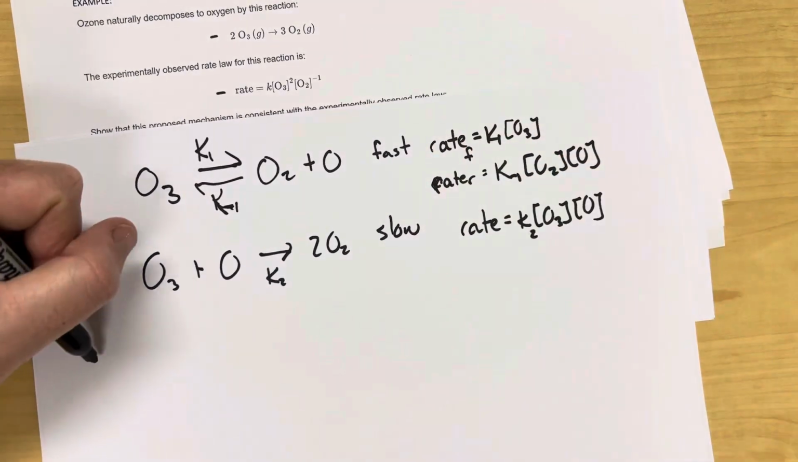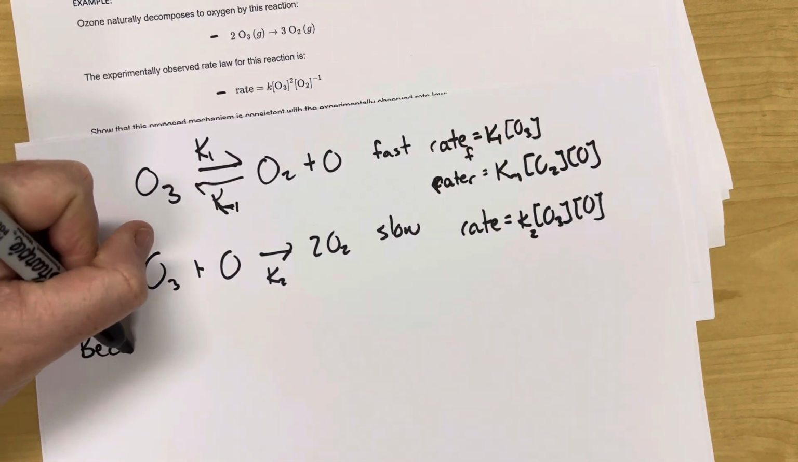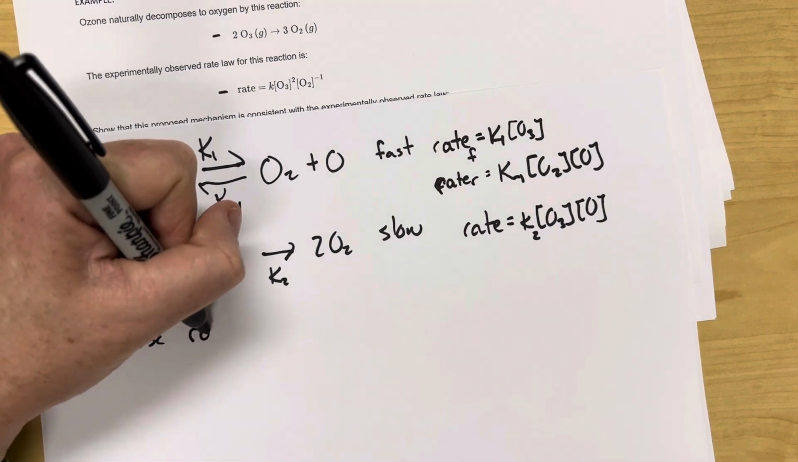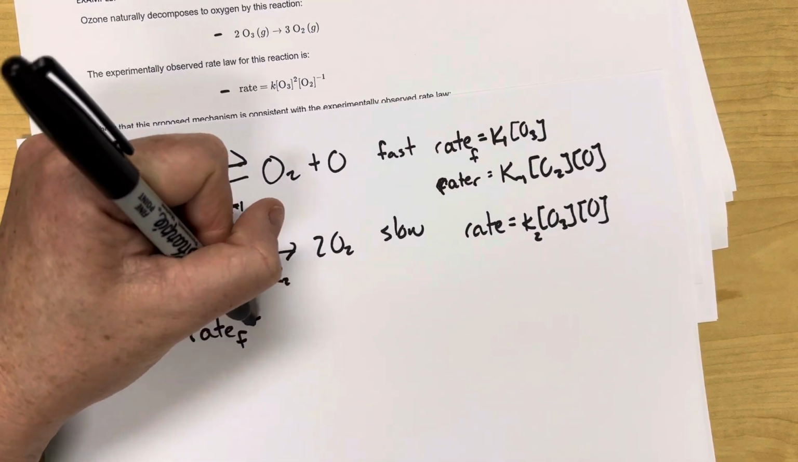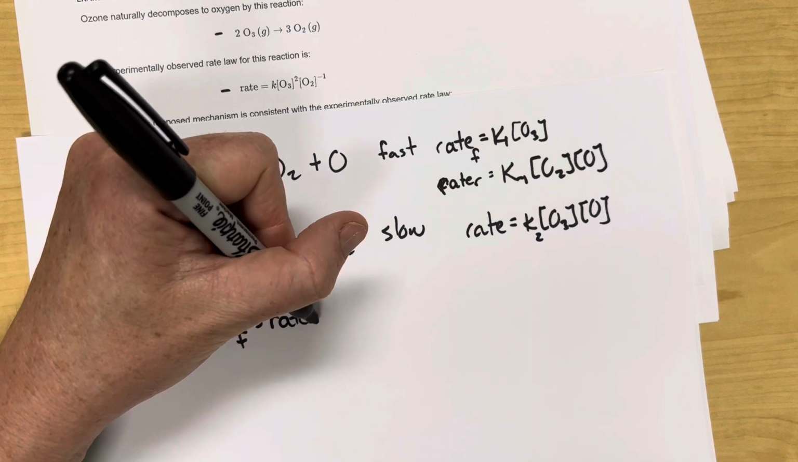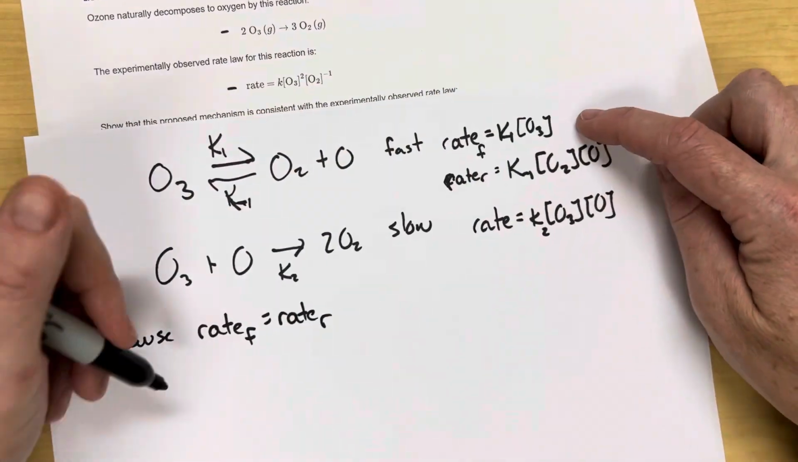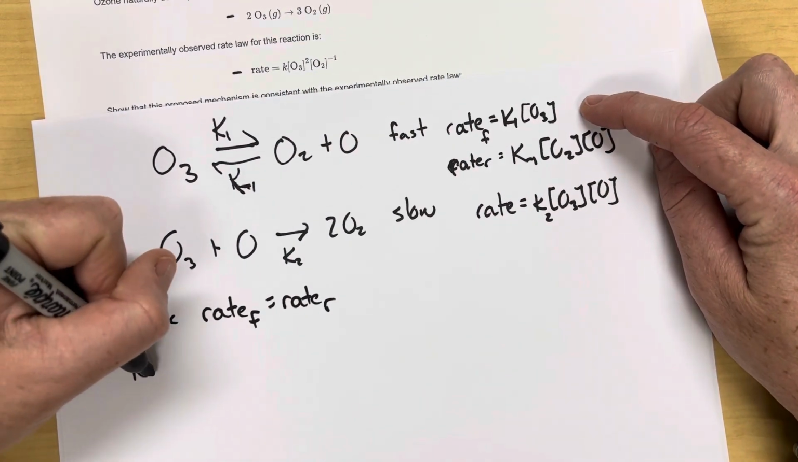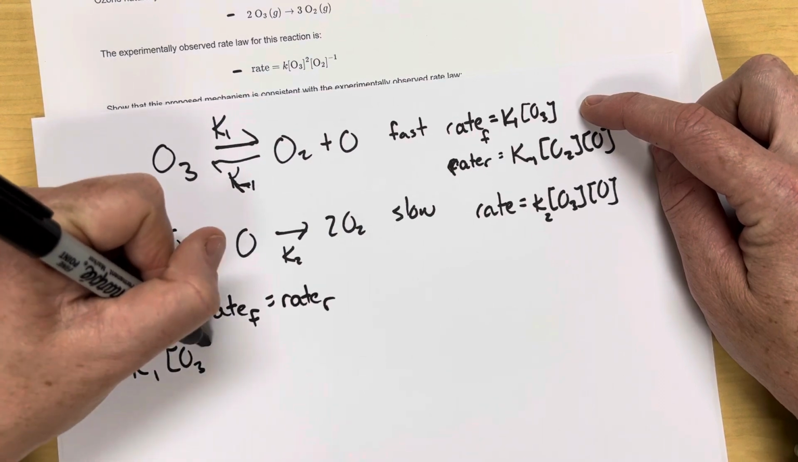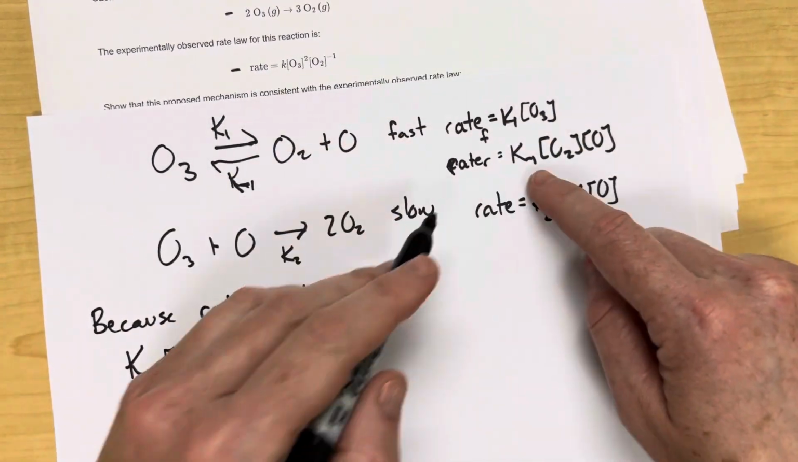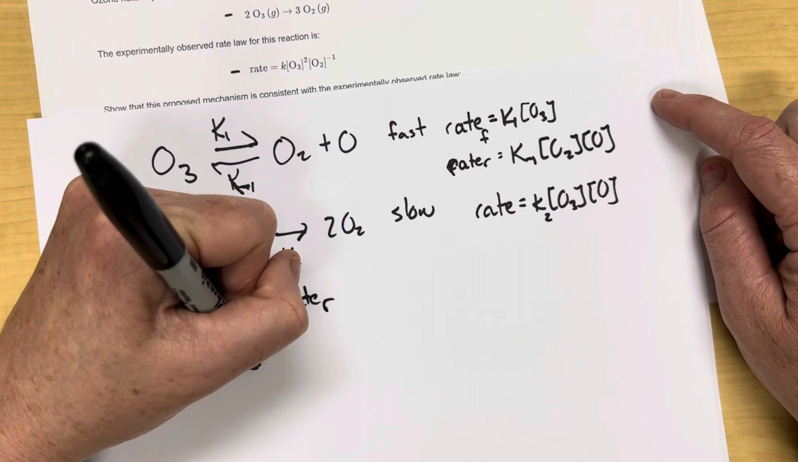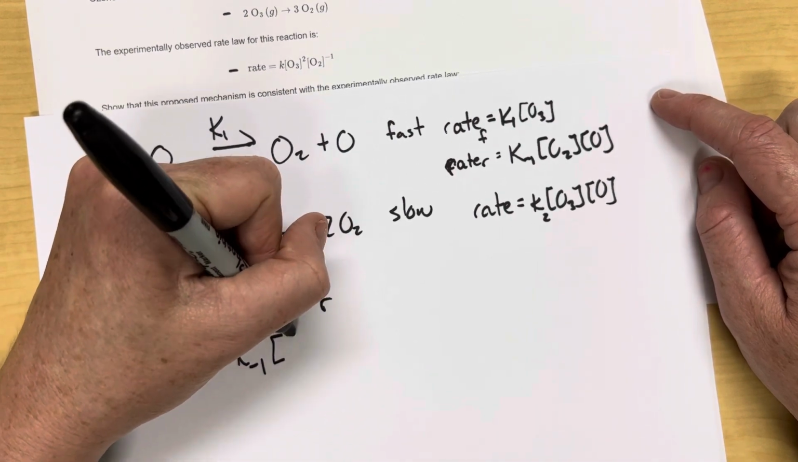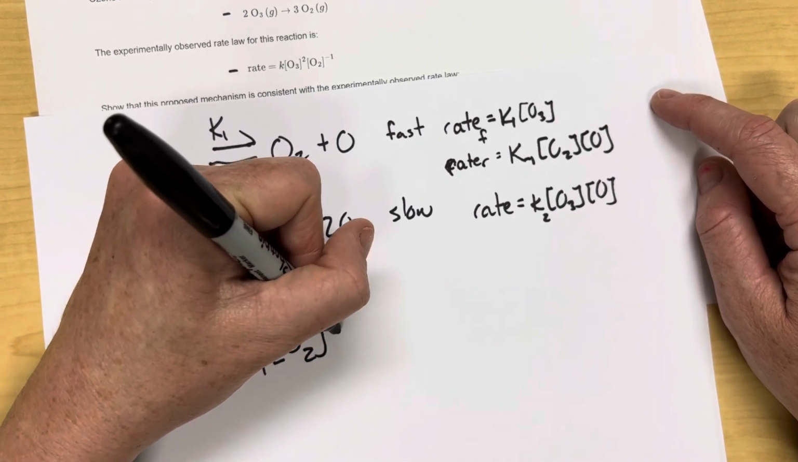Because rate forward equals rate reverse, we can set these things equal to each other. The rate forward was K1 times O3. I'm going to set that equal to the rate reversed, which is the K reverse times O2 times O.